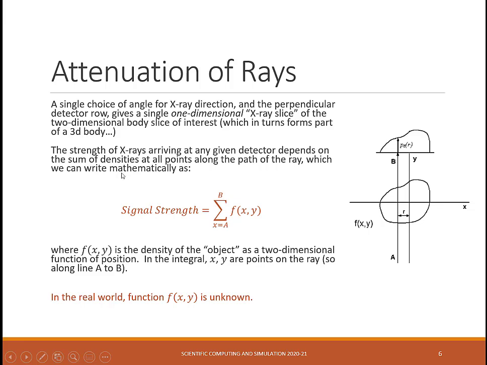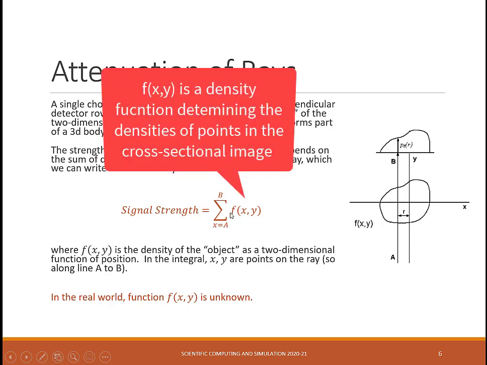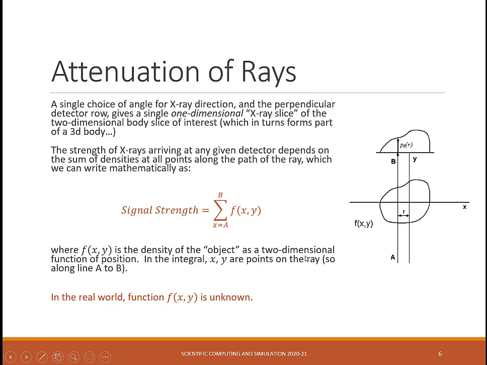So, we can obtain the strength of a beam by adding the densities of all points in the body visited by the beam. Suppose f(x, y) is a function determining the density of a given point (x, y) in the body. This sigma here calculates the strength of a beam by summing up the densities of all points in the body located on the ray.